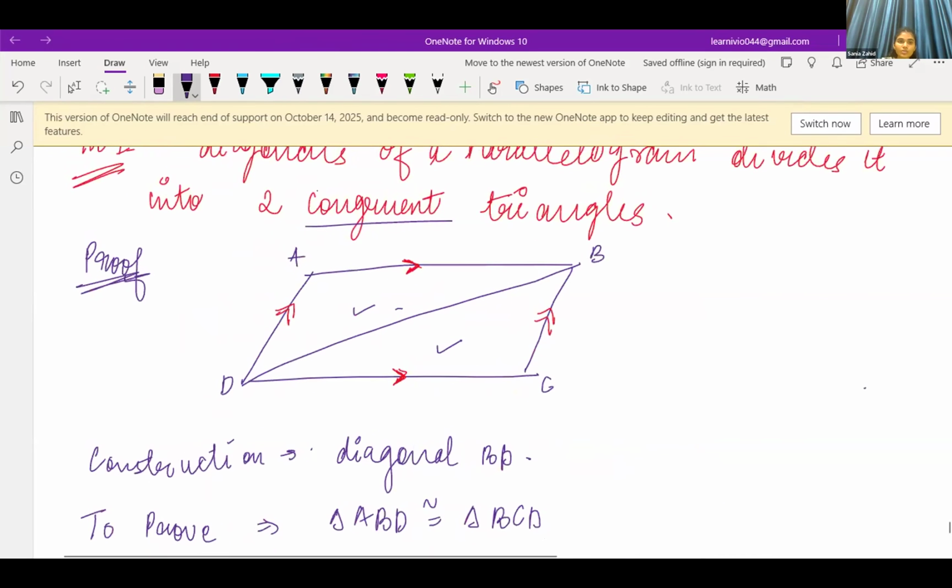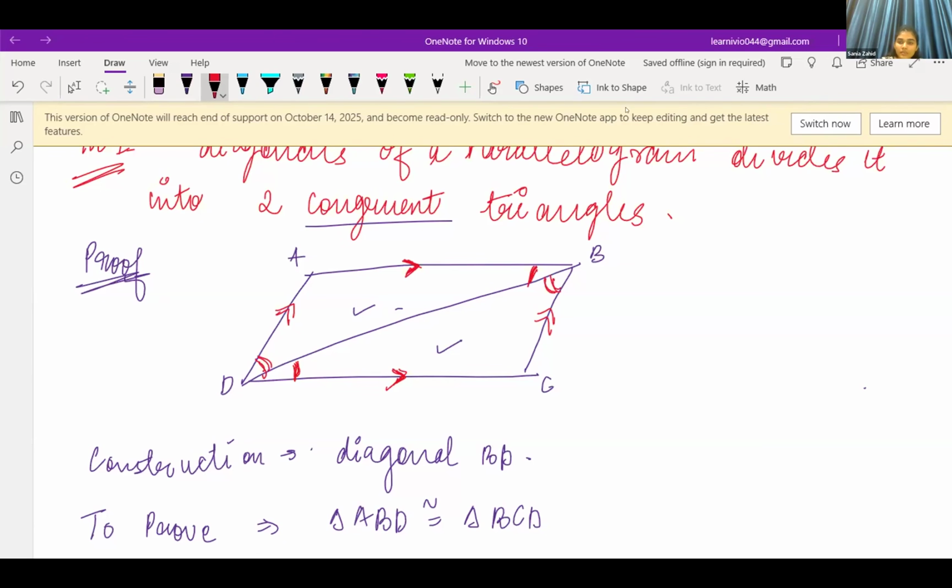Now children, very carefully look here. If AB is parallel to CD, then can I say that this angle is equal to this angle? Yes, ma'am. And if AD is parallel to BC, then this angle is equal to this angle, right? Can I say this? Why? What kind of angles do they become? Alternate interior angles.